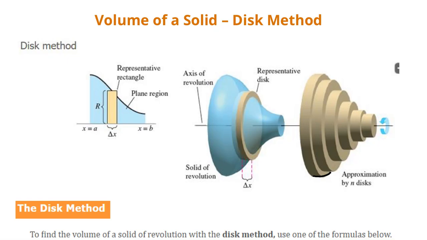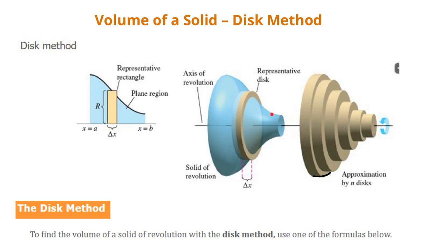We're going to look at finding the volume of a solid using the disk method. In the first figure, the blue section is the area between a function and the x-axis. This beige rectangle is the representative rectangle. In the middle diagram, once it starts rotating, that representative rectangle forms a disk.